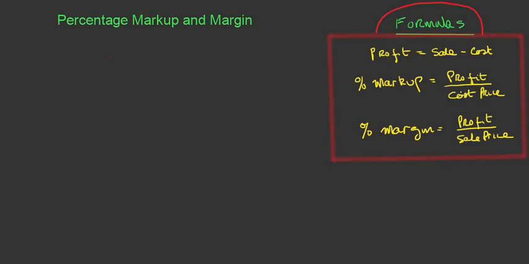One is profit is equal to sale minus cost. For example, if you buy something, say a second-hand iPad for €100, and you sell it for €120, well, that's a profit of €20.